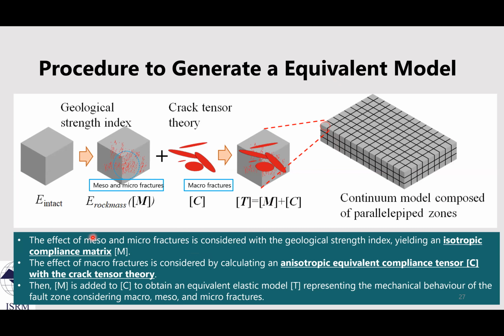This slide shows the procedure to obtain the equivalent elastic compliance matrix. As a first step, the Young's modulus of the rock specimen is converted to that of the rock mass with the geological strength index. Okay, so we obtain the elastic compliance matrix of M. And then, by employing the crack tensor theory, we compute the equivalent compliance matrix C. C considers the mechanics of the macro fractures.